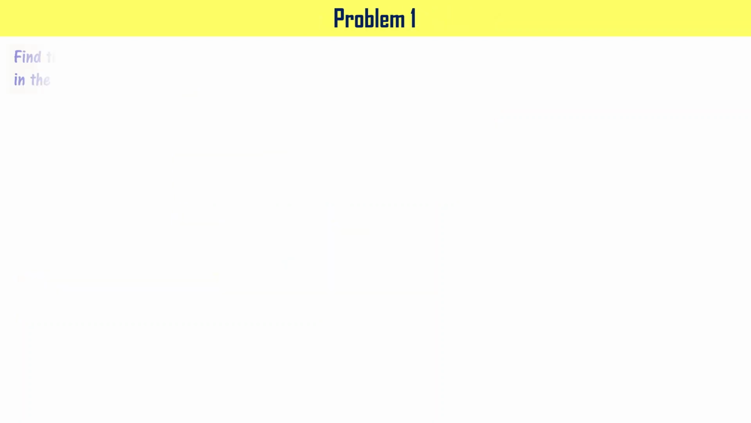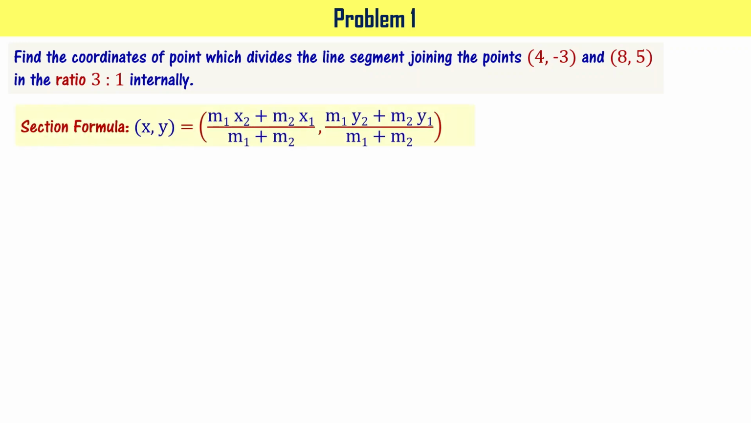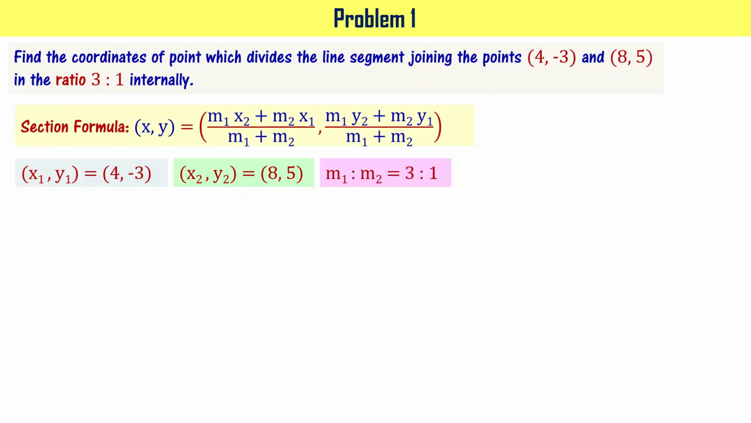Let's take a look at a problem. Find the coordinates of the point which divides the line segment joining the points 4, minus 3 and 8, 5 in the ratio 3 is to 1 internally. We know the section point formula. Here x1, y1 equal to 4, minus 3 and x2, y2 equal to 8, 5, and the ratio 3 is to 1 can be written as m1 is to m2 equal to 3 is to 1. Then I can substitute all these quantities into the section point formula, such that I can get the coordinates x, y.